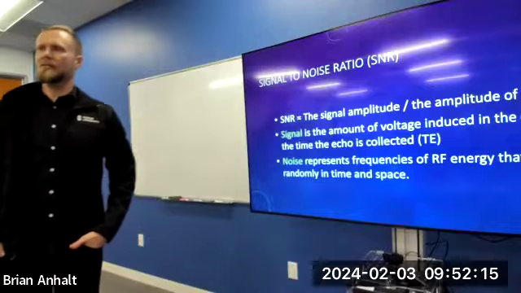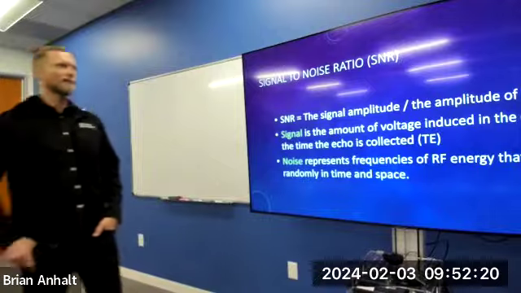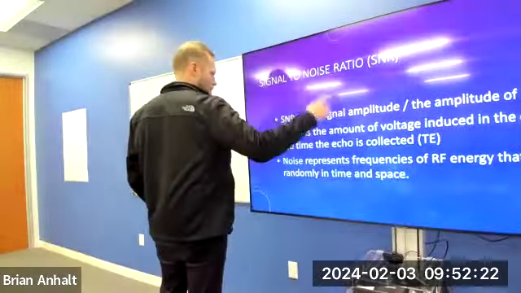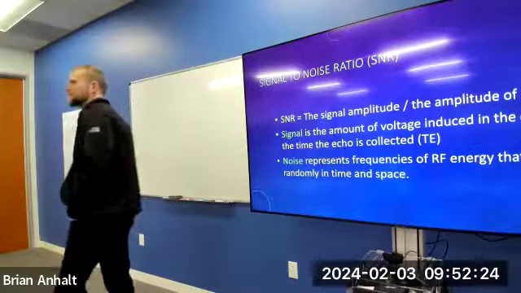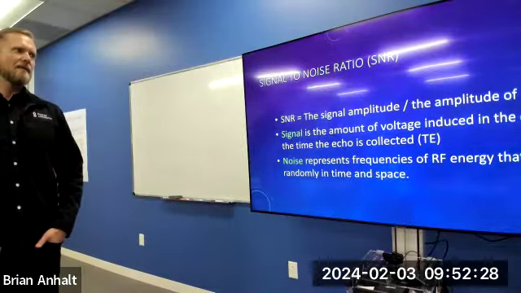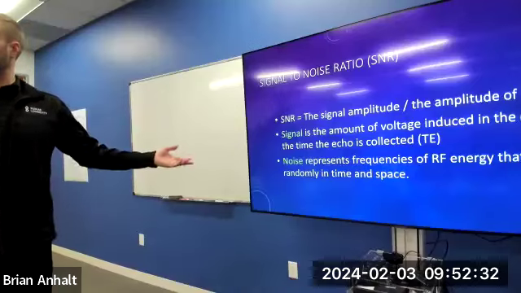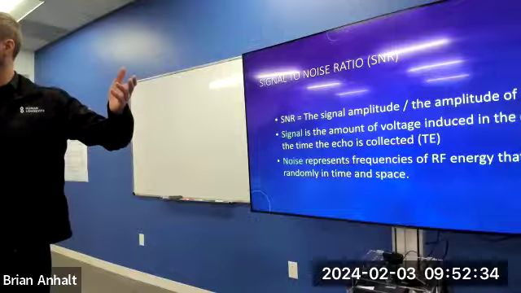So we've talked a lot about signal before, but we've never really talked about signal to noise. Well, we'll abbreviate it SNR. It's a ratio, signal divided by noise. The signal amplitude divided by the amplitude of noise. Amplitude is just how much we have, right? Amplitude in terms of sound is volume, right?